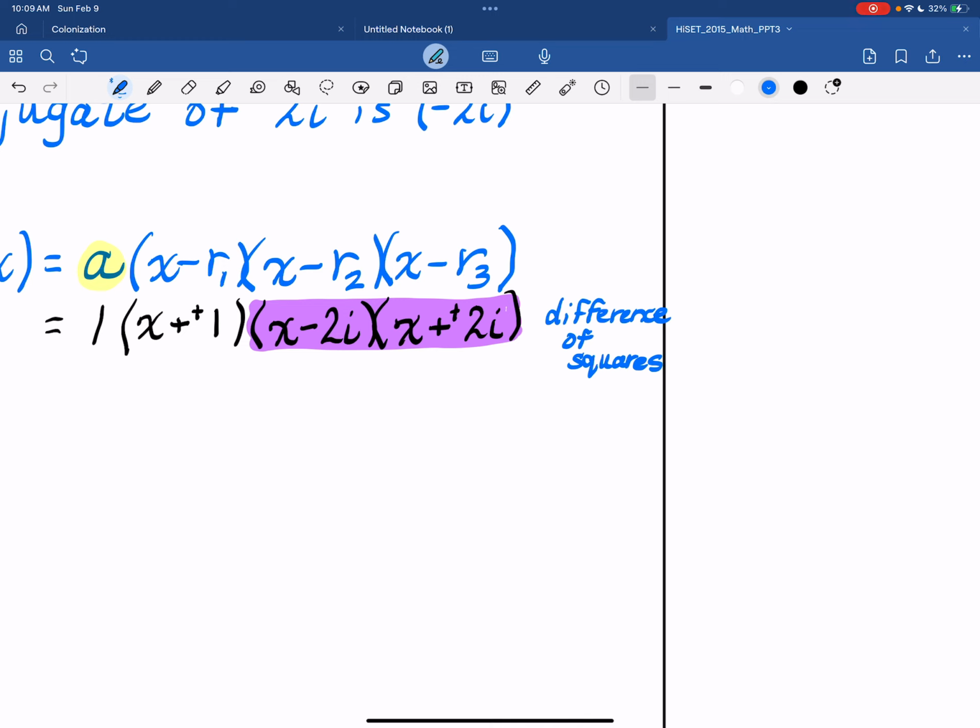Knowing that difference of squares rule, where a squared minus b squared is going to be your outcome, I can say that the outcome on this multiplication would be x squared plus 4. So when I would multiply that difference of squares, I would get x squared plus 4. And then we have this other binomial over here to be multiplied.